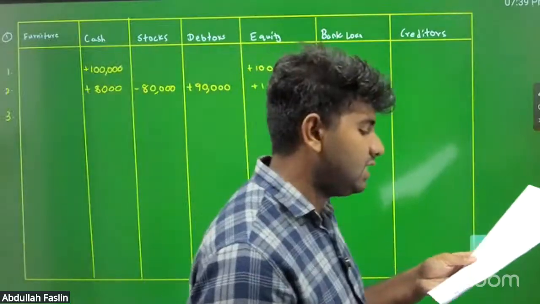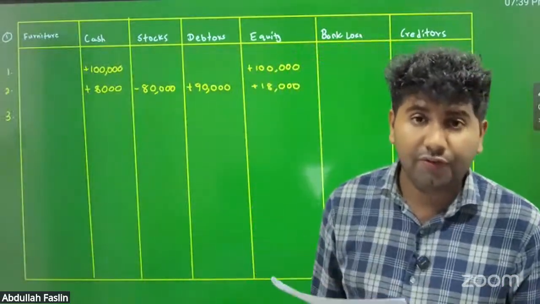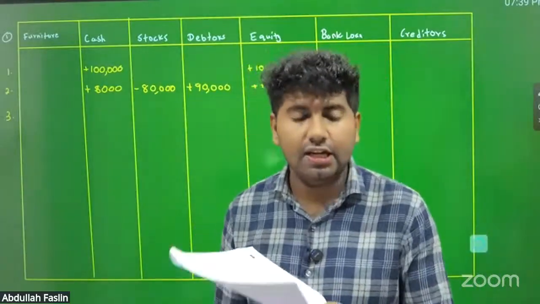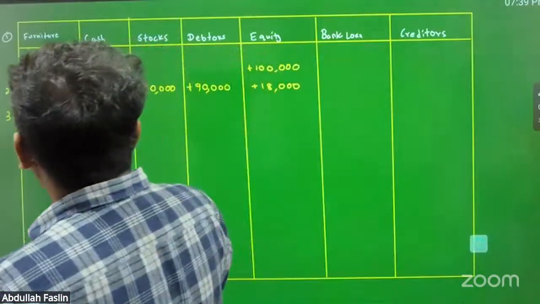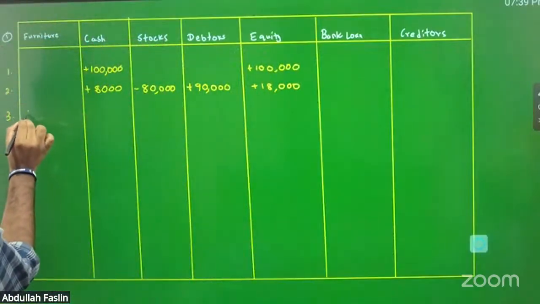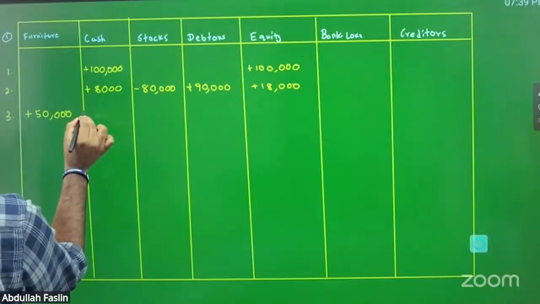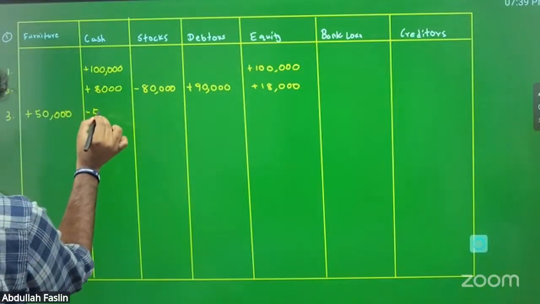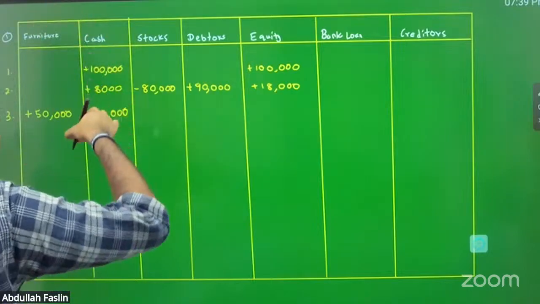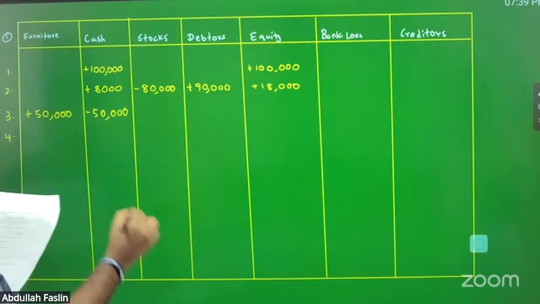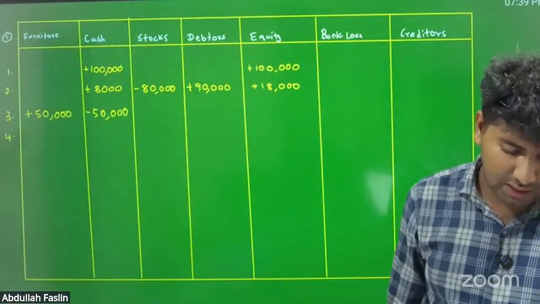Third transaction. Purchase the furniture for 50,000. What will happen? Furniture will increase by 50. You are purchasing on cash, they haven't mentioned otherwise, so it is cash minus 50,000. Furniture plus 50, cash minus 50.